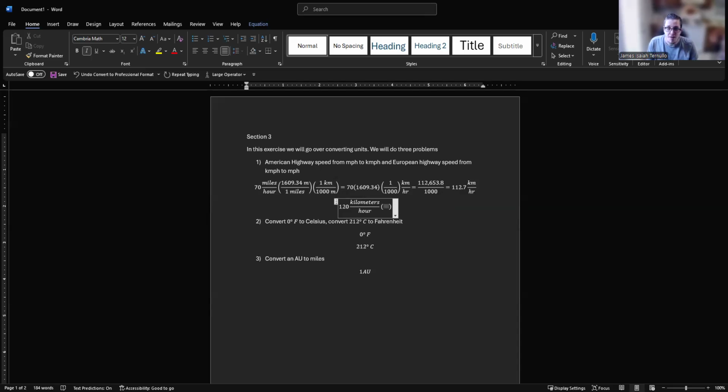So we know that there are 1,000 meters in 1 kilometer, and sorry, in 1 mile, there are 1,609.34 meters.